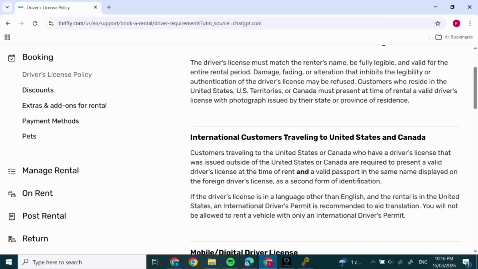This is how to confirm Thrifty driver requirements before you rent.